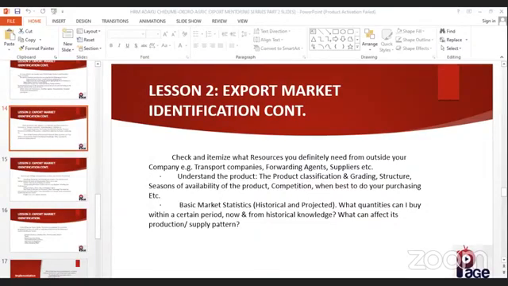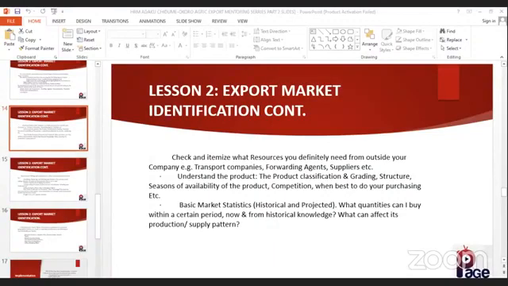You need a good understanding of the product you have made up your mind to go into. Talking about good understanding of the product, you find out what is the product classification and grading, like something like gum Arabic.